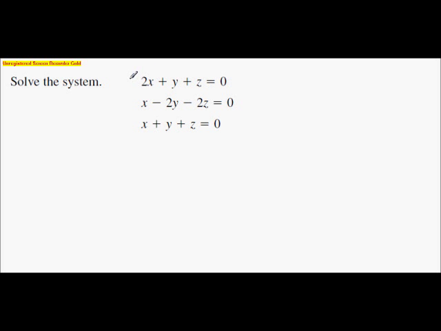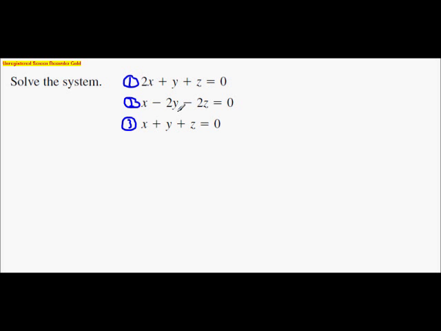So here we go. Let's start off by numbering our equations: our first equation, our second equation, and our third equation. Now I'm going to look at the different equations, 1, 2, and 3, and see which ones will eliminate most easily. I'm going to take equations 2 and 3, and I'm going to eliminate the y.